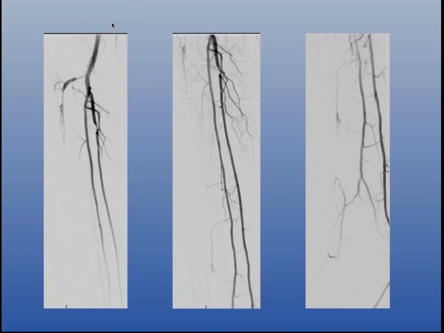Let's look at this case example. So here's a CLI patient who has an abnormality or a wound in the distribution of the anterior tibial artery. So I'm thinking direct revascularization.